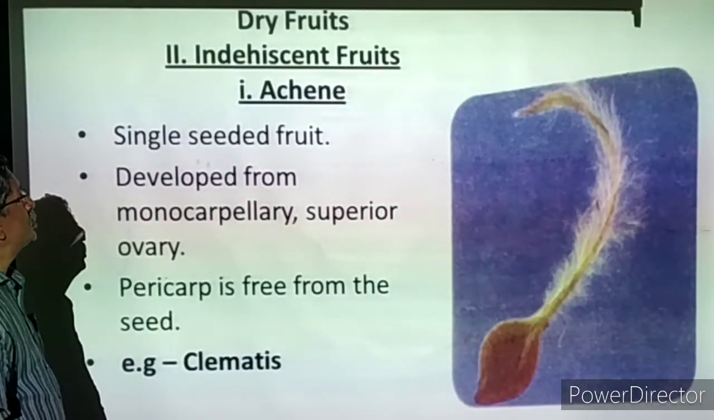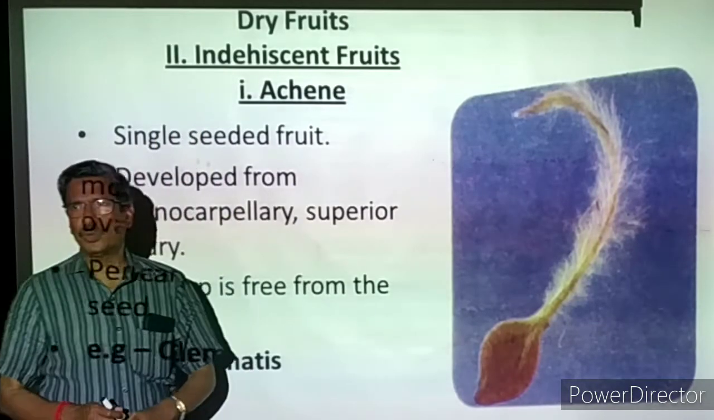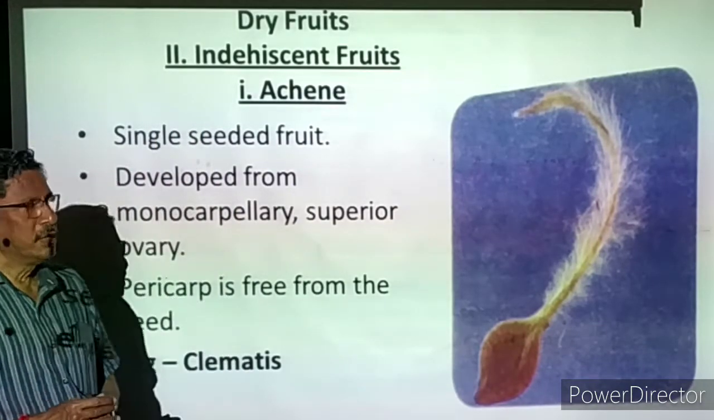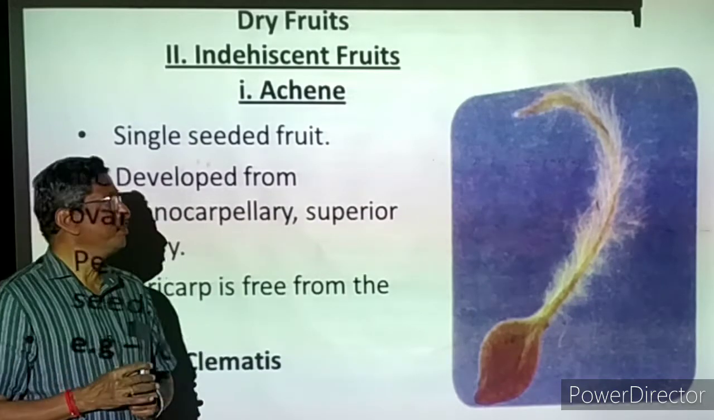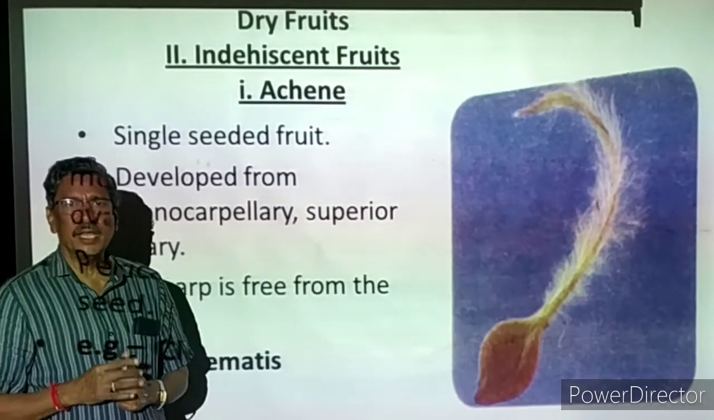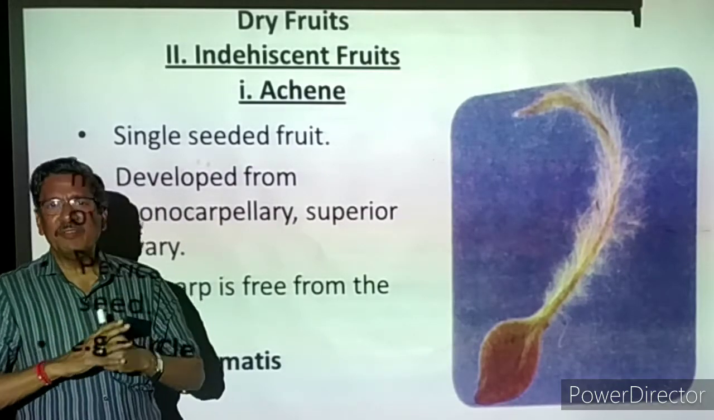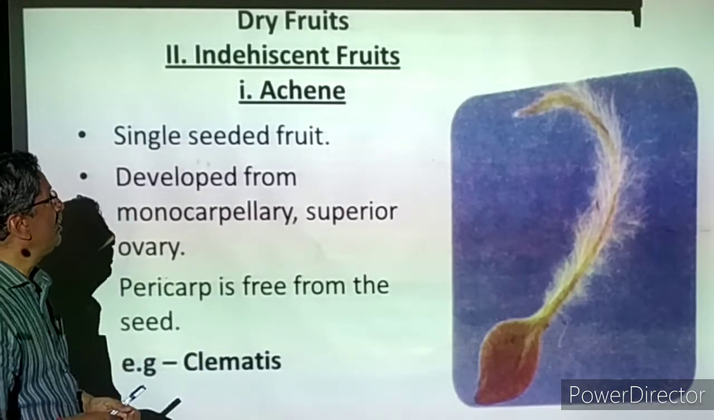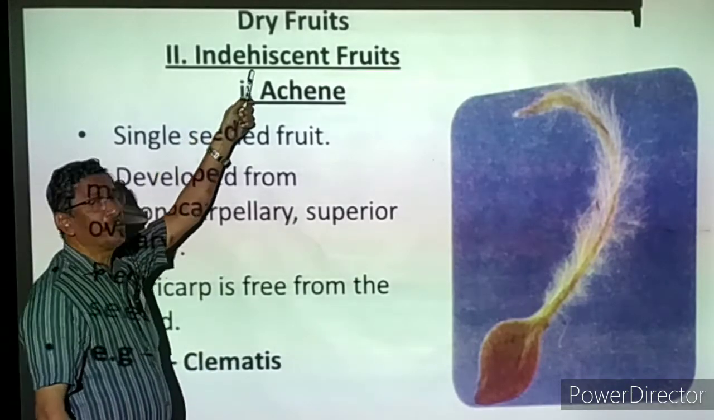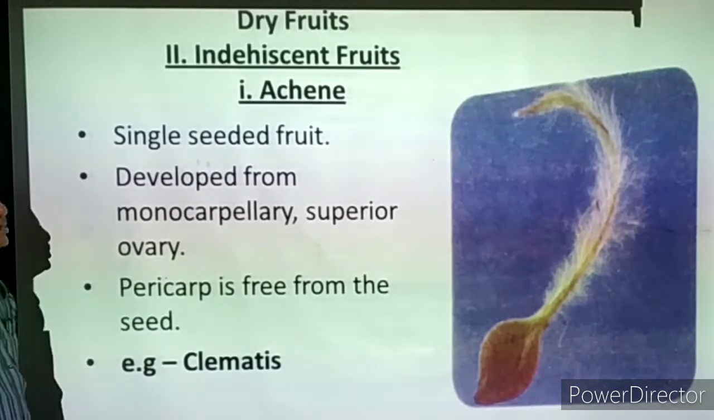Now we are coming to the next one, dry fruits in that, indehiscent fruit. Okay, the second group we are coming to. The fruits are having a thin pericarp. The fruit wall is very thin. It is dry. Whatever the duration of drying may be, the pericarp will never burst open. Like the previous ones, they are bursting, but here it will never burst open. Since the pericarp is not at all bursting, it is called indehiscent fruit.